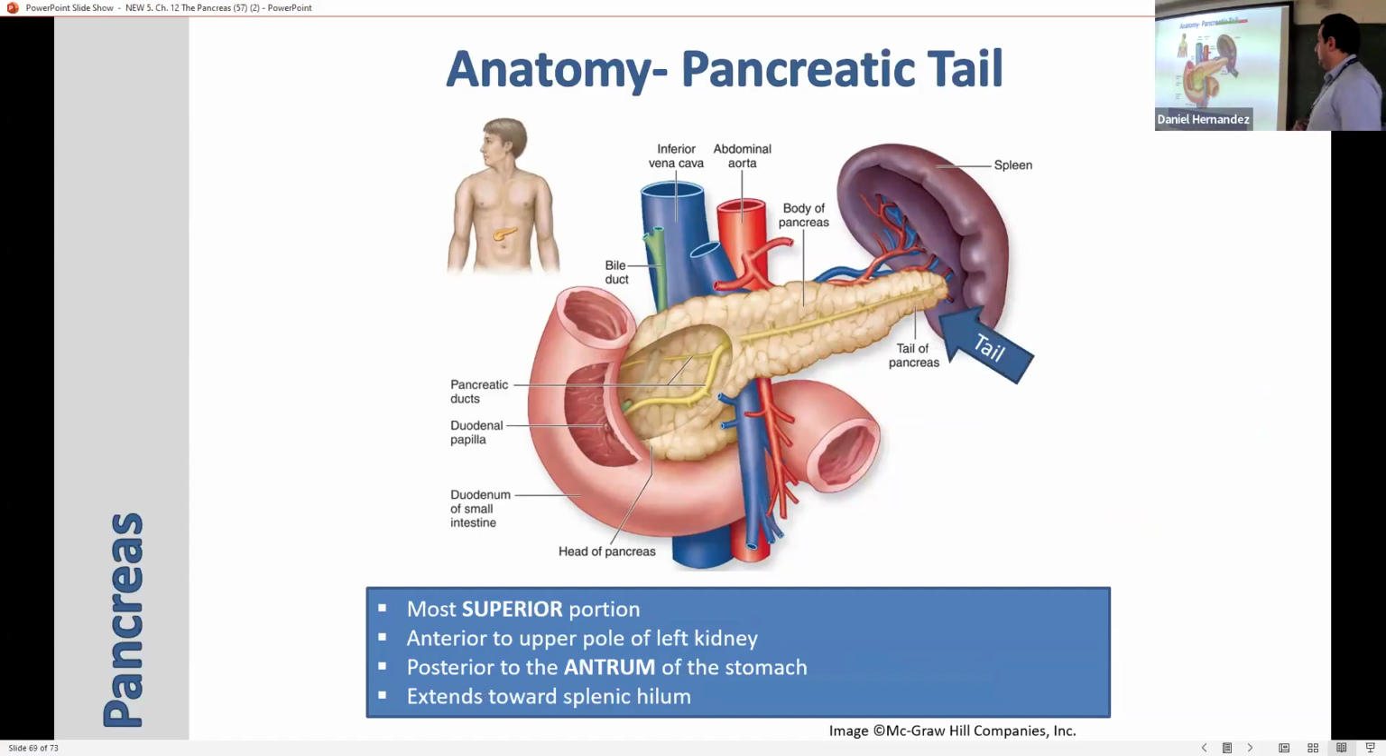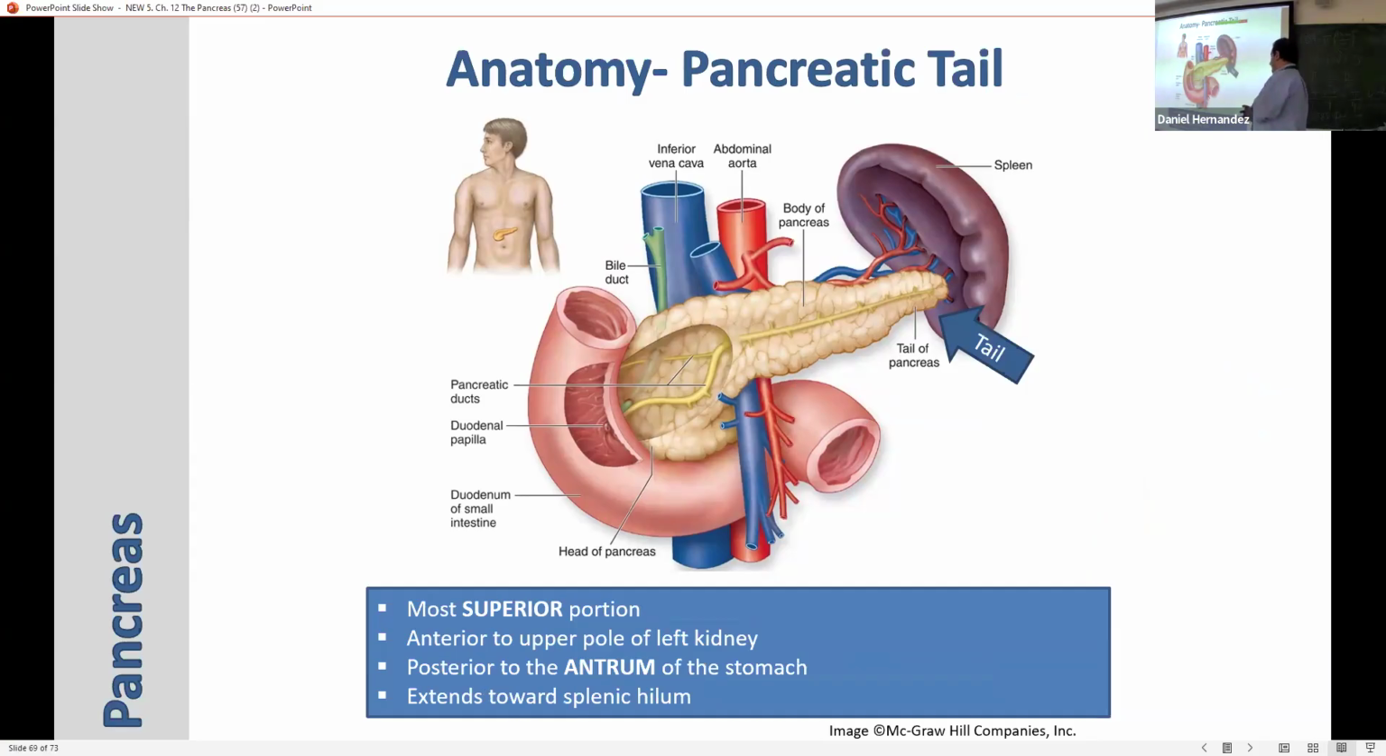Then you get the tail. So this is the most superior portion, meaning it's higher up. Like I said, that's why we rotated our transducer slightly oblique, because it runs slightly anterior and superior as it's running up. The tail then extends up towards the hilum of the spleen.